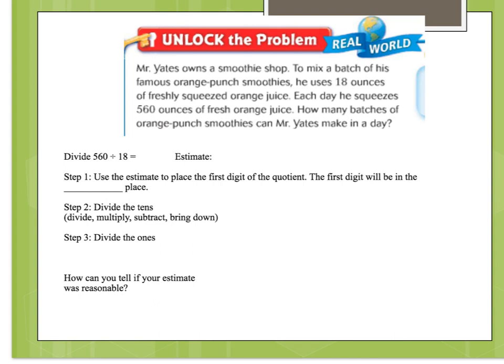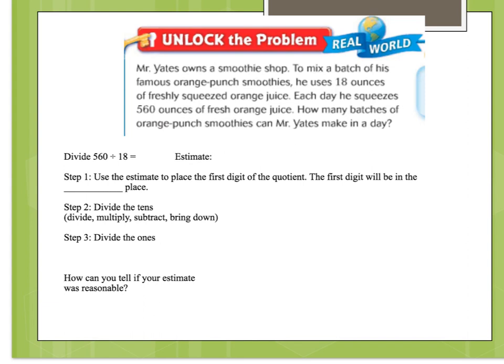Okay, let's go ahead and unlock the problem. Mr. Yates owns a smoothie shop. To mix a batch of famous orange punch smoothies, he uses 18 ounces of freshly squeezed orange juice. Each day, he squeezes 560 ounces of fresh squeezed orange juice. How many batches of orange punch smoothies can Mr. Yates make in a day?